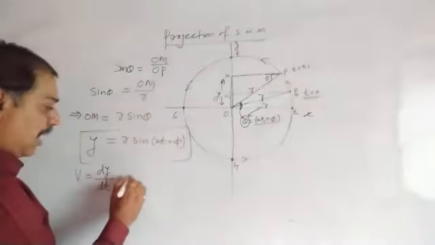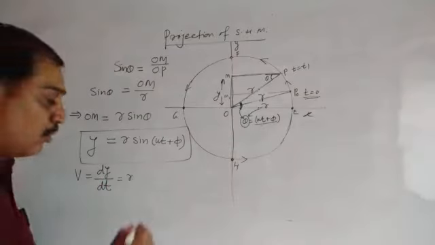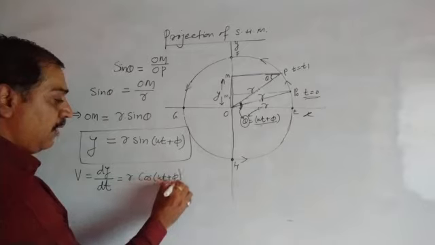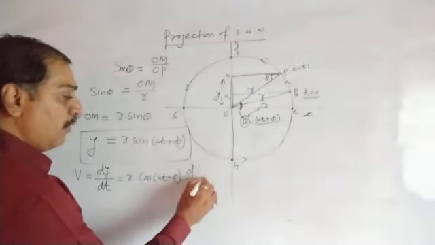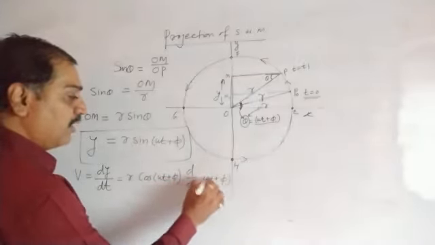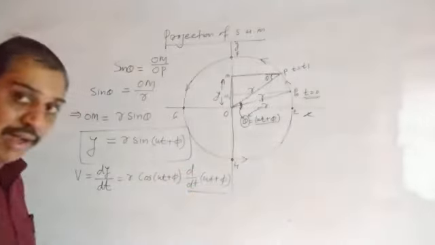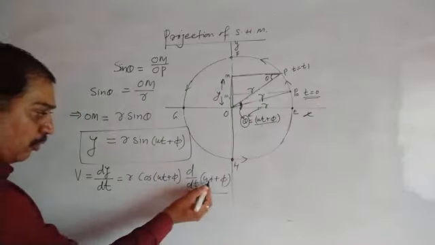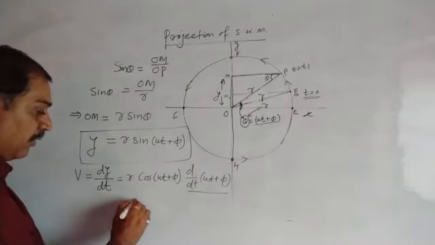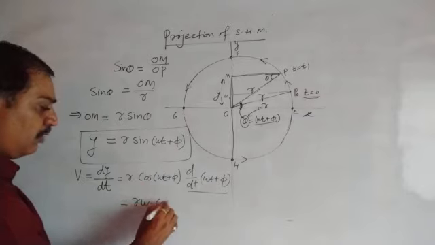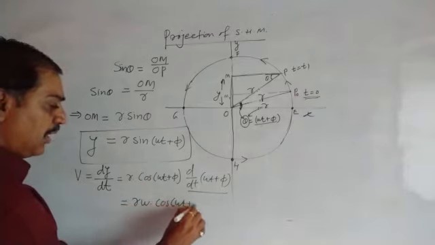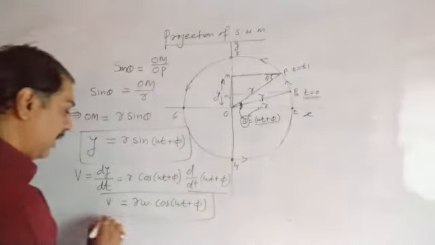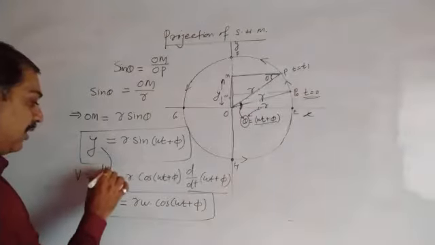So what is this? R into the derivative of sine, which is cos. Cos of omega t plus phi into the derivative of omega t plus phi with respect to time. This comes to be omega. Phi is constant, and the derivative of a constant is 0. So we get here r omega cos of omega t plus phi, which is the velocity after taking the derivative of this y displacement.